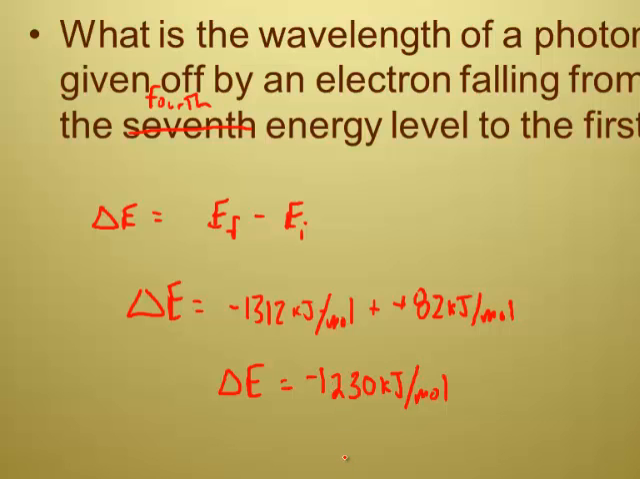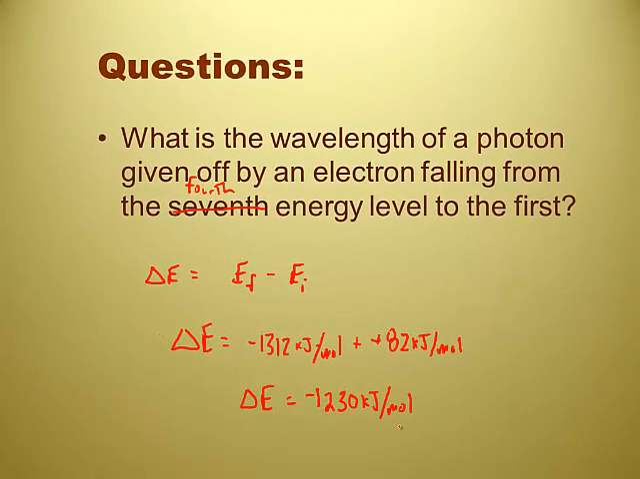So it's falling back down. When it falls down, it loses 1230 kilojoules per mole, which makes sense since it's going from a high energy to a low energy. It doesn't need all that extra energy, so it expels it. It gives that off as a single photon, not as multiple photons. But we didn't answer the question yet. The question wants wavelength.